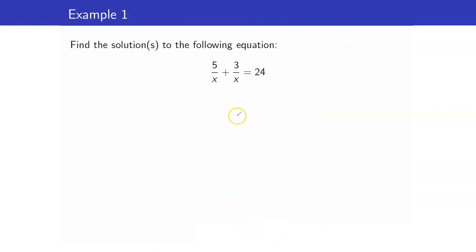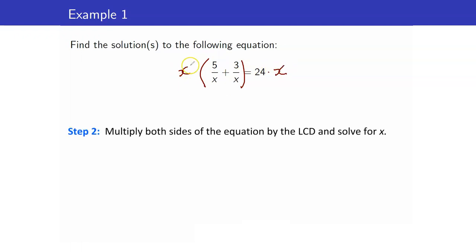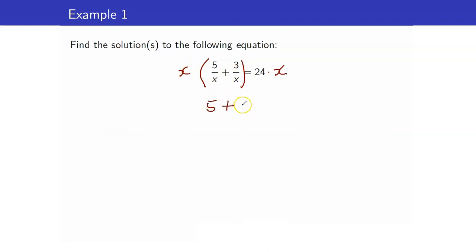Let's have an example here. 5 over x plus 3 over x equals 24. What is our first step? Factor the denominators, but they can no longer be factored. What's next? Get the LCD. What is the LCD here? The LCD is x. When we multiply x here, x times 5 over x is 5 plus x times 3 over x is 3.